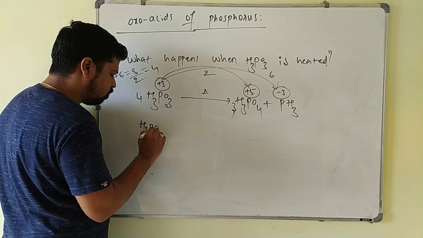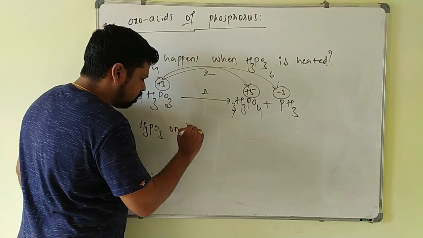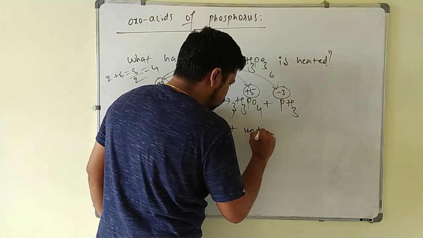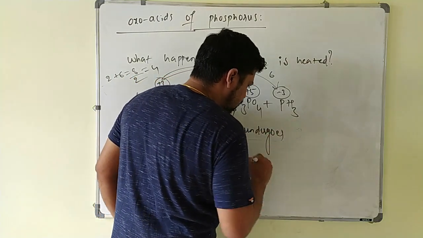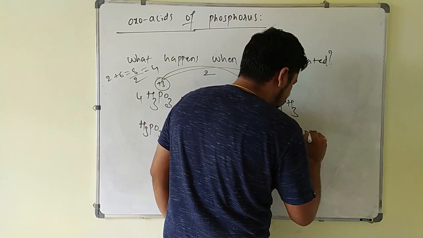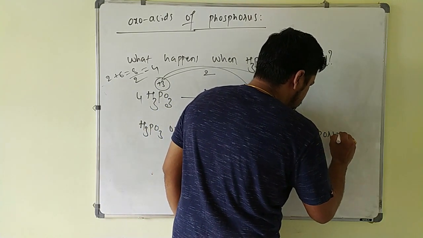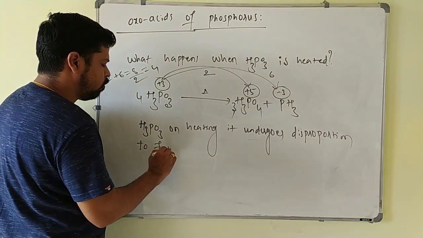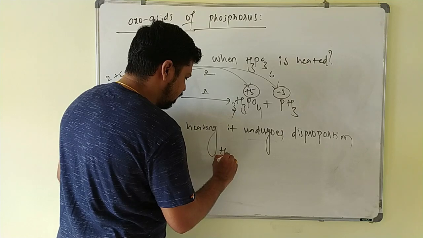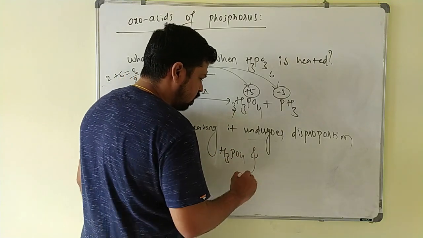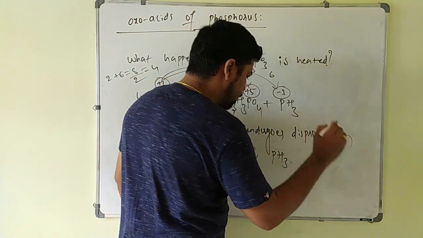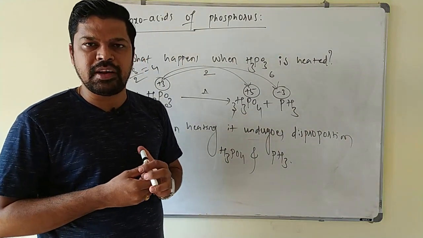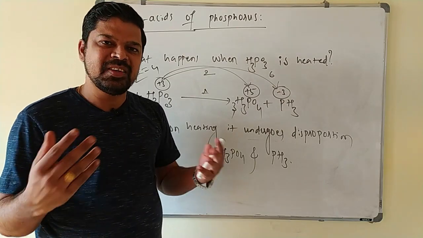H3PO3 on heating undergoes disproportionation to form H3PO4 and PH3. Okay, this completes group 15 of the p-block elements. In the next session we are going to start group 16.